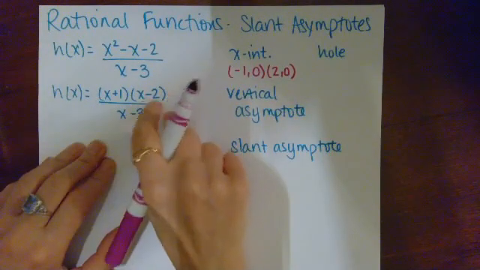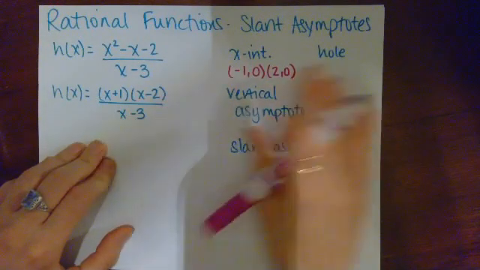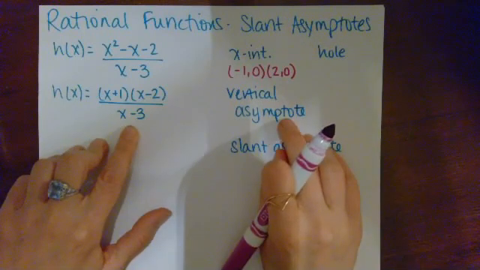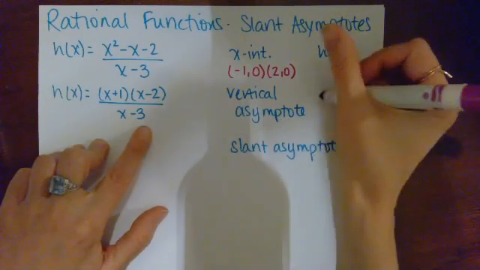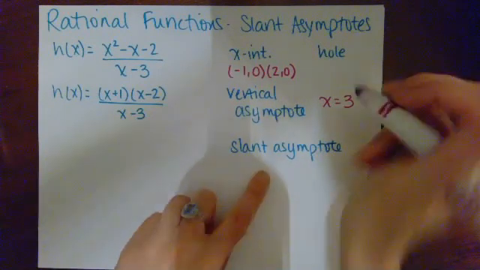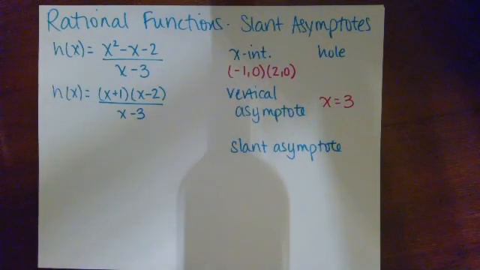Since we don't have any factors that divide to 1, we don't have any holes in this scenario. The vertical asymptote is the value of x that makes the denominator 0, in this case if x were to be 3. So now let's see what happens with this slant asymptote.